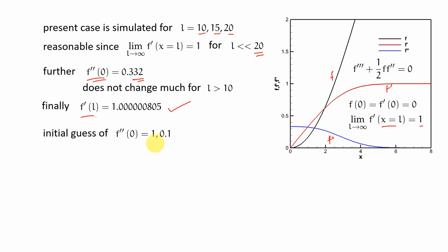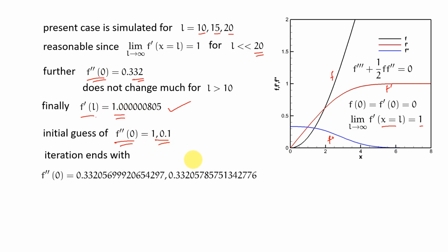In this case, the initial guesses of f double prime 0 are taken to be 1 and 0.1. You can try with these values and you will find that you reach f prime at x equal to L as 1. At the end of the iteration you will have two values of f double prime 0, because we are using a bisection type algorithm, so we'll always have two values, and you can see that both of them are close to 0.332.